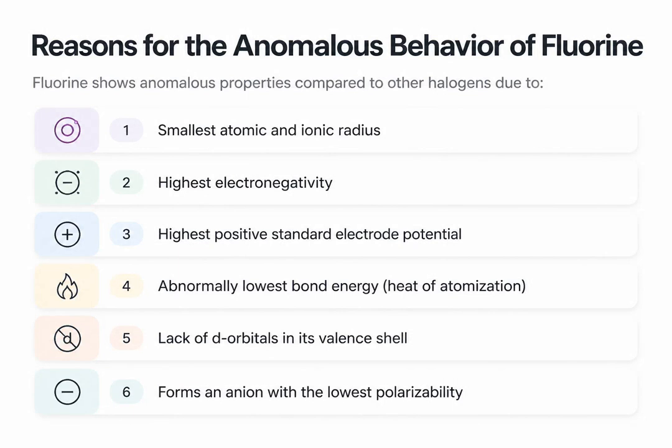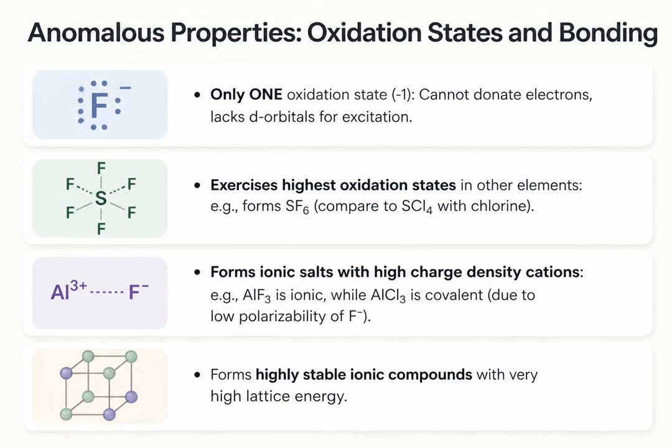Like other elements in the second short period, fluorine exhibits anomalous behavior compared to the rest of its group. This unique chemistry stems from several key factors. It has the smallest atomic radius and the highest electronegativity. It also has the highest positive standard electrode potential and the lowest bond energy. Furthermore, fluorine completely lacks d orbitals in its valence shell, restricting its bonding capabilities, and its tiny fluoride ion has the lowest polarizability among the halogens. These underlying factors lead to specific anomalous properties.